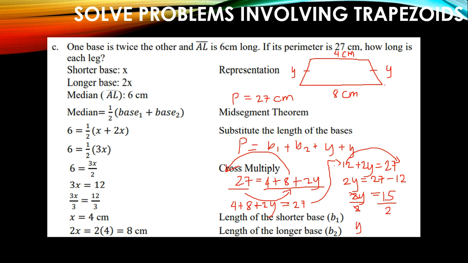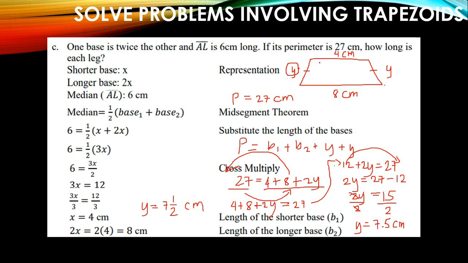So the y equals, so if you calculate it on the calculator, it becomes 7.5 centimeters expressed in decimal form, or you can have the value of y, which is 7 and 1/2 centimeters. So again, the y represents the leg of the isosceles trapezoid.